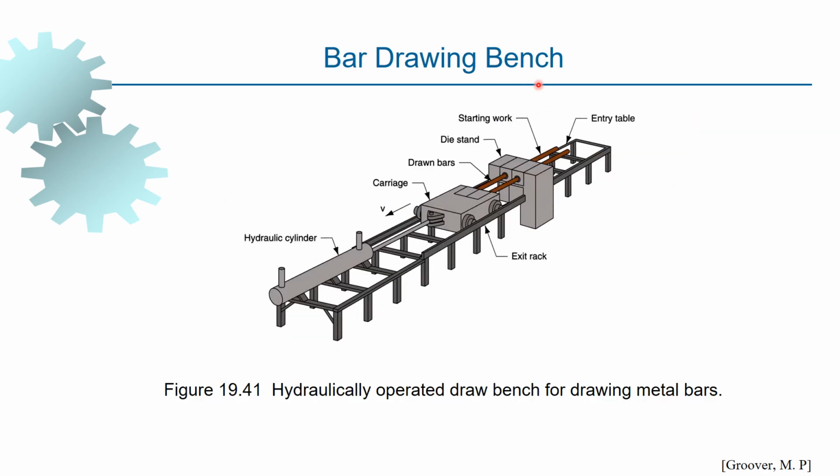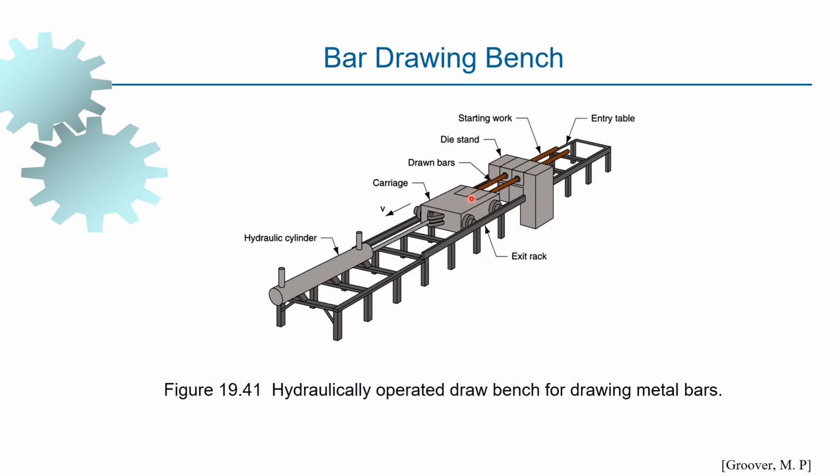The bar drawing bench, as you can see here, is normally operated by hydraulics, and there are pistons and piston rods connected to the die. It is pulled from one end with the help of a hydraulic cylinder, and the drawn bars come out through the die. This is the die. The starting material is fed through from this side, and these are the drawn bars. It is pulled by a ram or a carriage.